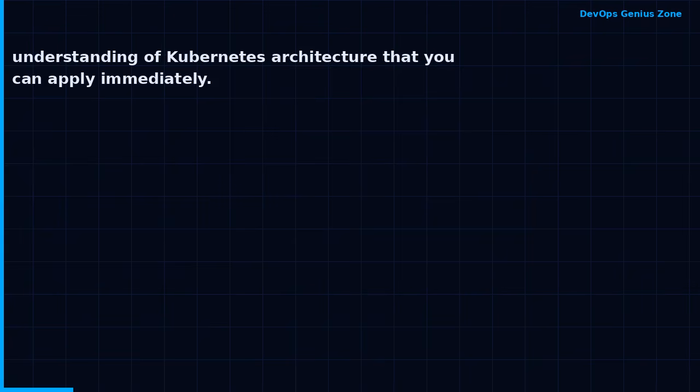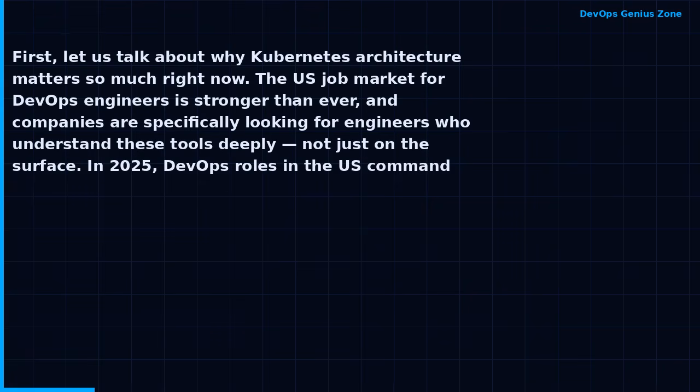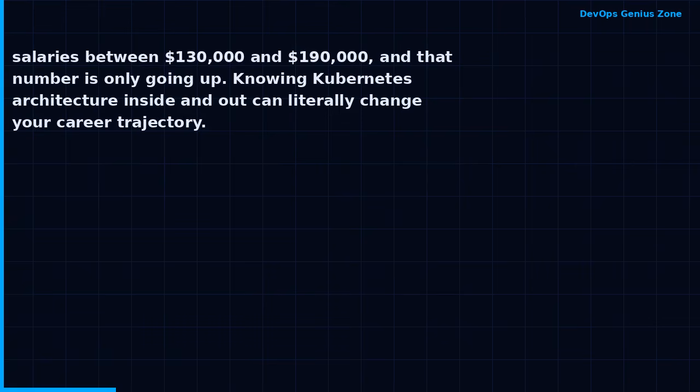The US job market for DevOps engineers is stronger than ever, and companies are specifically looking for engineers who understand these tools deeply, not just on the surface. In 2025, DevOps roles in the US command salaries between $130,000 and $190,000, and that number is only going up. Knowing Kubernetes architecture inside and out can literally change your career trajectory.